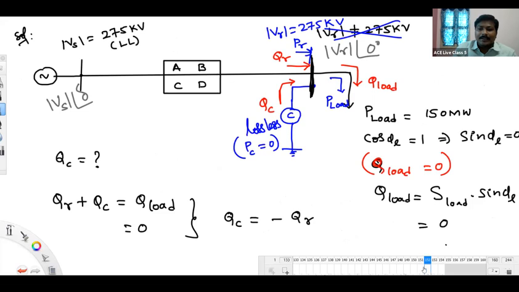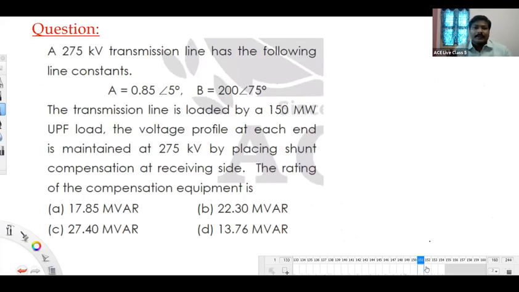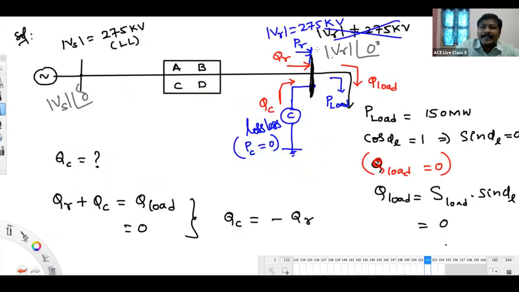Listen to me, very simple problem. He is interested in maintaining the voltage at both sides as 275 kV. For that purpose, at the receiving end side, he is asking us to keep one compensator, and we have to calculate that compensator rating. First we apply reactive power balance at the receiving end bus. QR is injection, QC is injection. The sum of these two equals Q load. From that, we came to know QC equals minus QR.